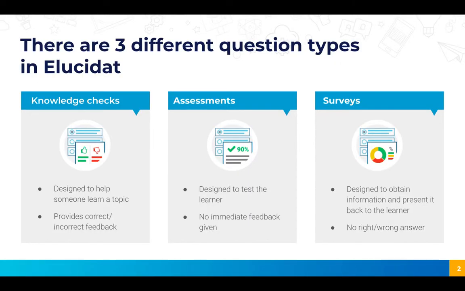The first thing to know about questions in Elucidat is that there are three core types: knowledge checks, assessments and surveys. So knowledge checks are the ones we're going to be looking at today, and these are questions that are designed to help somebody learn.